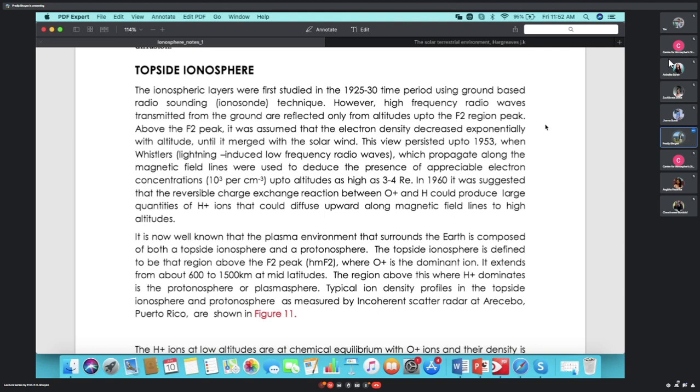Same as you can study the distribution from below the F2 peak with an ionosonde on Earth, take a satellite or put an ionosonde on a satellite. Of course, that will be much smaller in size, miniature in size, like all satellite-based instruments. So using that, the global ionosphere was probed using the topside sounder. That was called topside sounder.